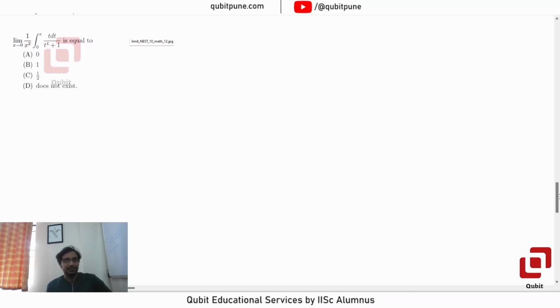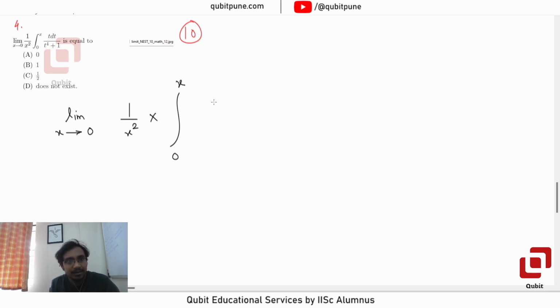In 2010 this problem came. Okay, fine. This is our question 4. It says limit as x tends to 0, 1 upon x squared into definite integral from 0 to x t upon t raised to 4 plus 1 dt.